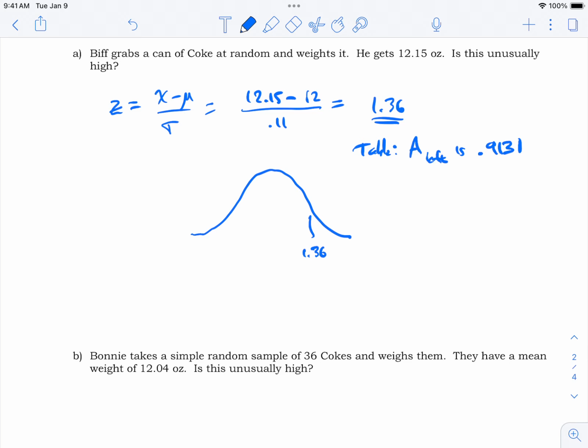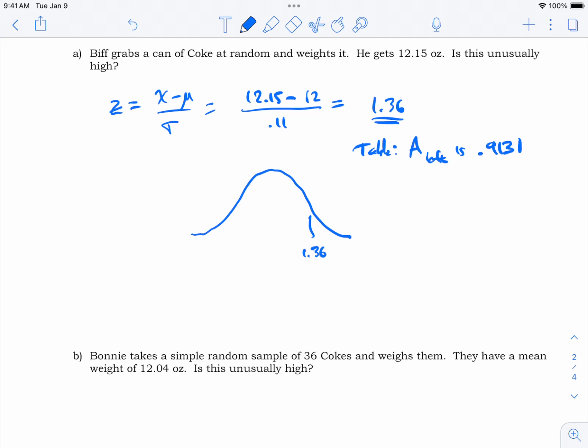Here's a quick review question. How do I know that the 1.36 is over there? How do I know that the 1.36 isn't over here? There's a way to know. Now, of course, we're talking roughly. But remember, z equals 0 is in the middle. Positive z's are all over here. Negative z's are all over here, right? So that's the first thing to keep in mind. Z equals 0 is right in the middle.